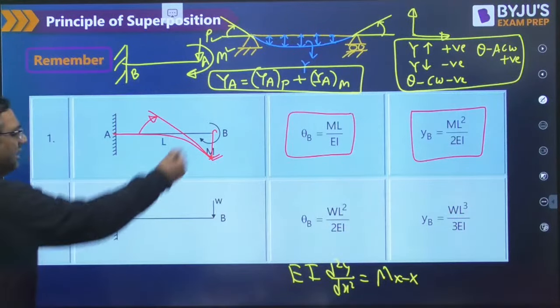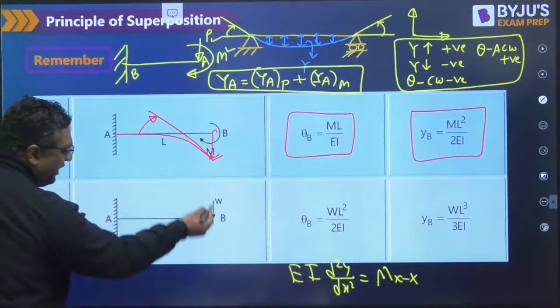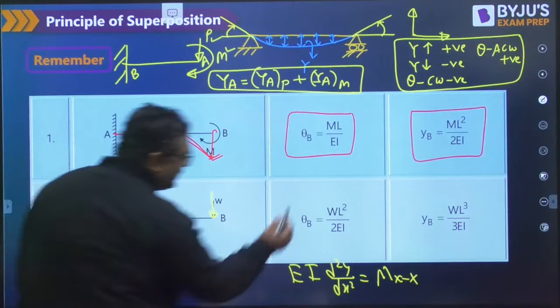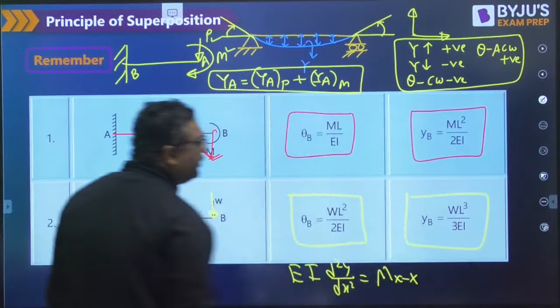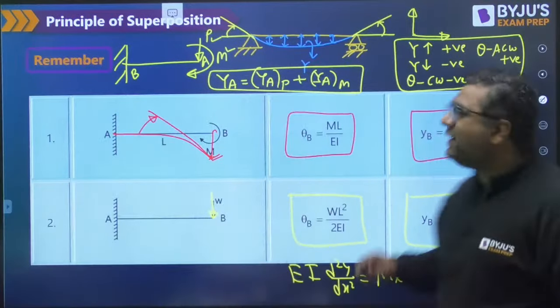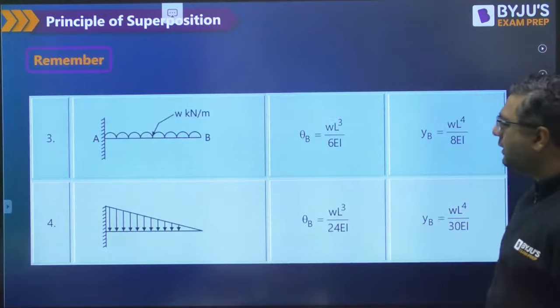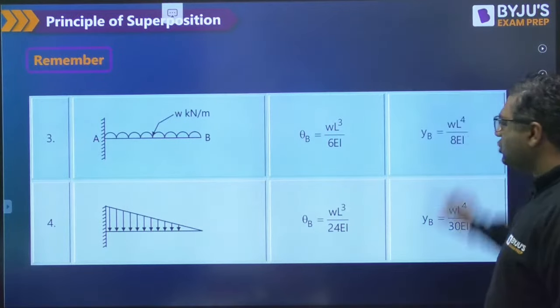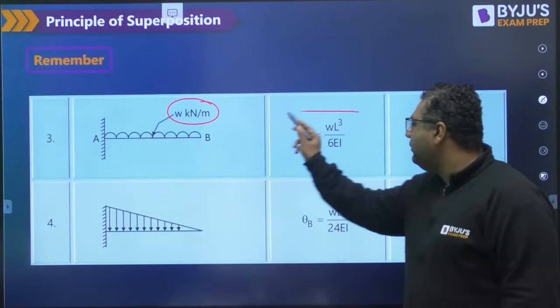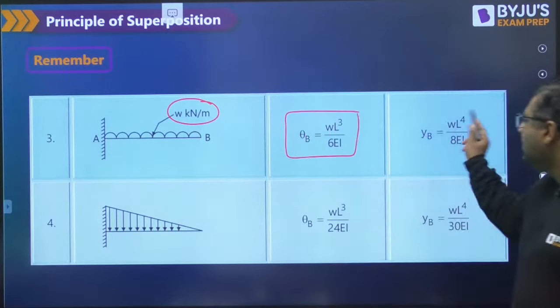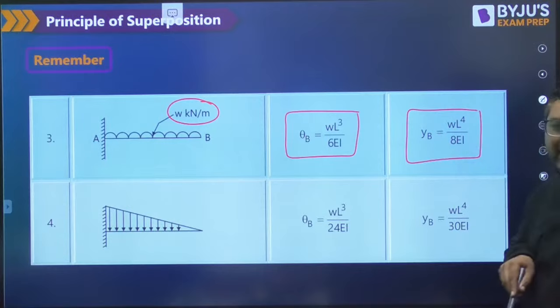So for the point moment, this is the formula. When we have a point force, the slope is WL square by 2EI and the deflection is WL cube upon 3EI. If you find any difficulty or doubt, you can ask me. Then if we have a UDL, W kilonewton per meter, the slope will be WL cube by 6EI and the deflection will be WL to the power 4 upon 8EI.